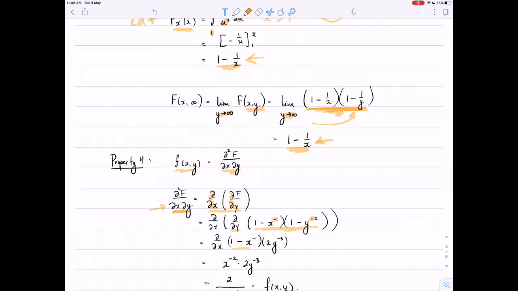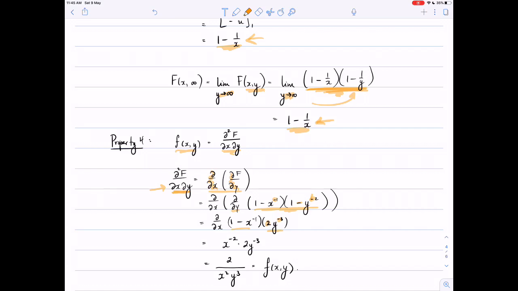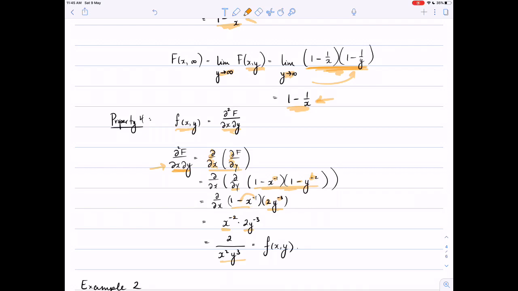So x is a constant. We differentiate in terms of y, so we get minus the minus 2, so positive 2, subtract 1 in the power. Now we differentiate with respect to x. The y is a constant, so here is the derivative with respect to x. The minus 1 minus minus gives us a plus, subtract the power, and then put those back into a more pleasing notation, and we get the exact same density that we had before. So the properties, in fact, are all verified.